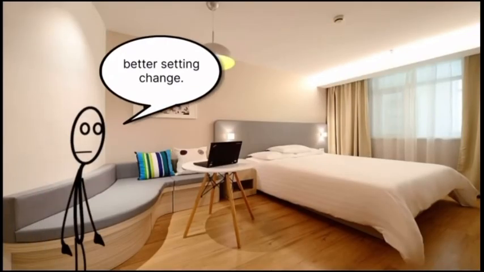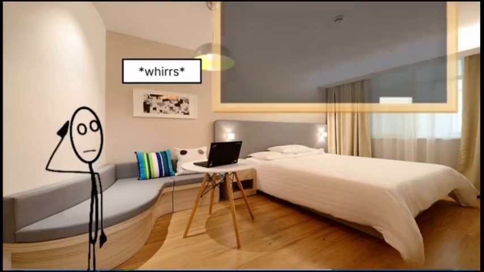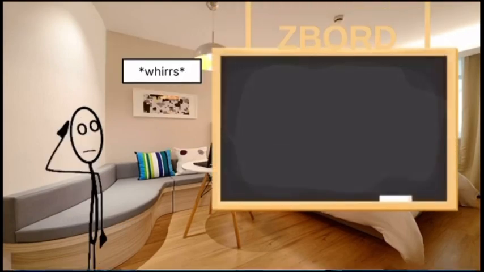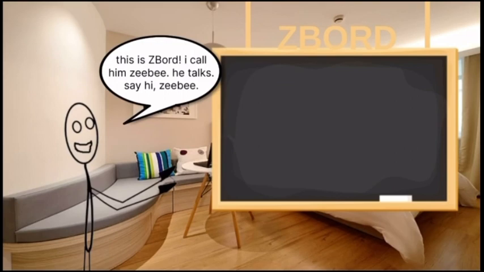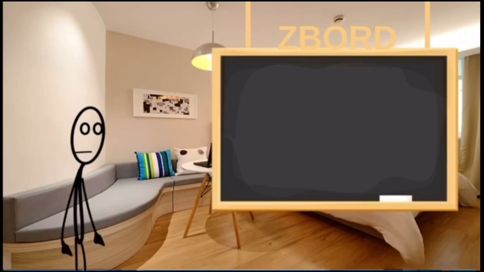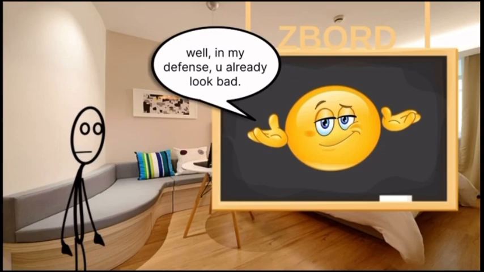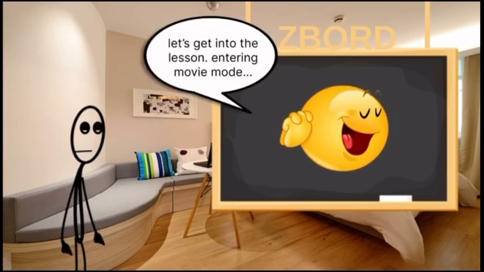Better setting change. Let's pull out the Z board. This is Z board. I call him ZB. He talked. Say hi, ZB. You choose now to make me look bad. Well, in my defense, you already look bad. Okay. Let's get into the lesson. Entering movie mode.